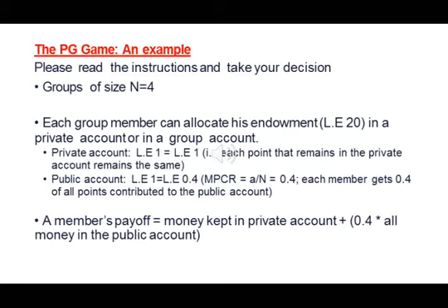So a member's payoff, a member of the group, will be equal to the money kept in his private account plus 0.4 times all the money that is contributed to the public account from himself and from the other members in the group. Okay, so these are the rules or the instructions of a public good game.